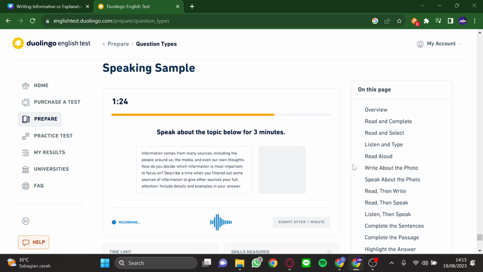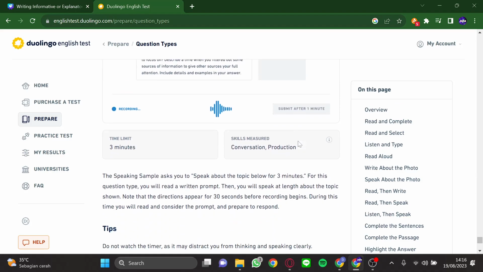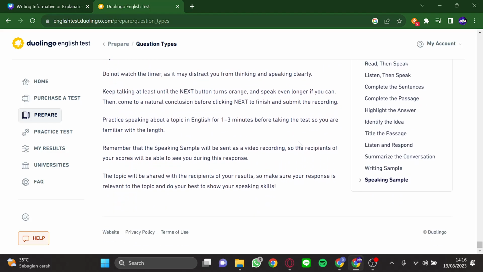And then speaking sample is basically speak about the topic below for 3 minutes. It's also a pretty long verbal section. Based on the written prompt here, you have to say your opinion, your experience, your general knowledge over the stuff, your description over the stuff for around 3 minutes. And I suggest you actually take as long as you want before the 3 minutes timestamp, because you want to get as many contents as possible to be scored, and that will increase your score. And that's the last one.